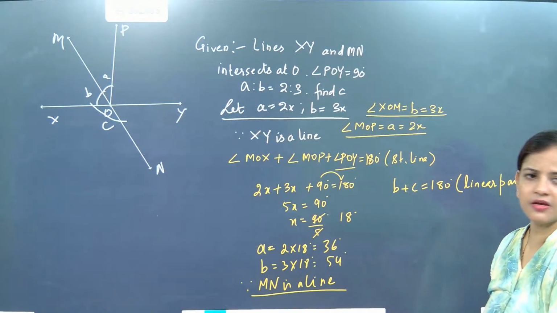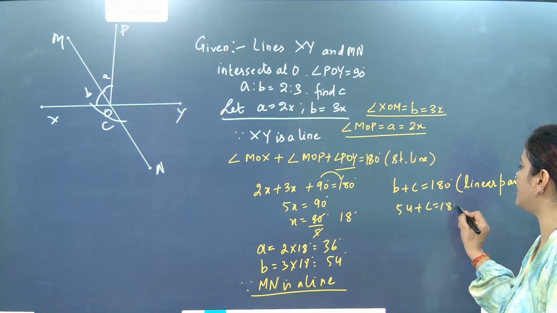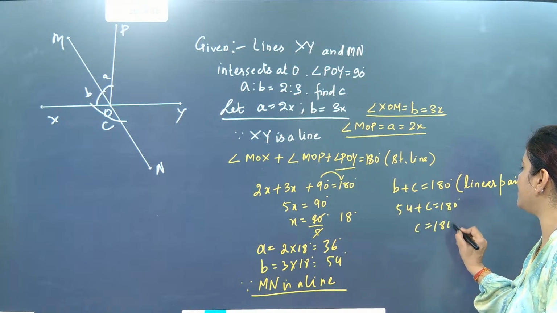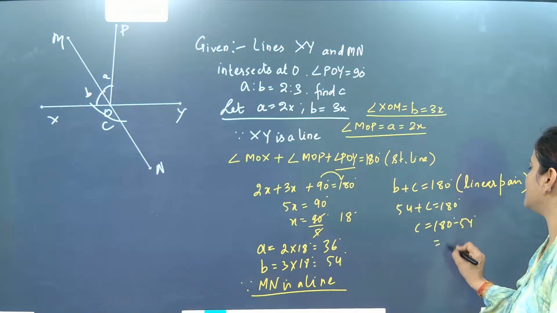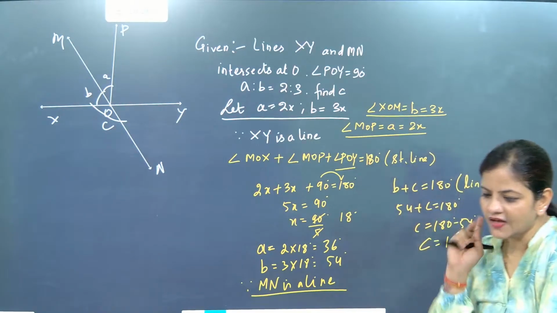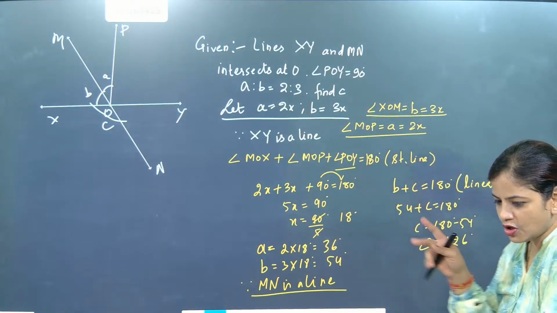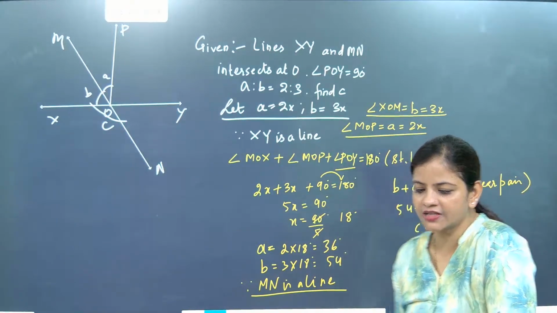B is how much coming? 54 plus C equal to 180 degrees. C will be 180 minus 54 degrees. Answer is 126. Bingo. Only 2 shots you played, and that is the game you played with lines only. Understood? So, 2 shots, and in those 2 shots itself you got the answer.